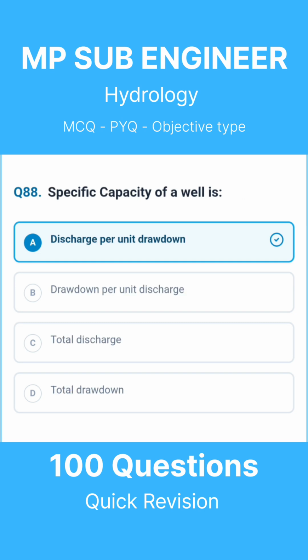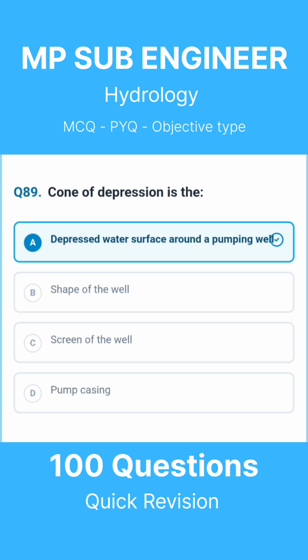Question 88. Specific capacity of a well is. The correct answer is discharge per unit drawdown. Question 89. Cone of depression is the. The correct answer is depressed water surface around a pumping well.